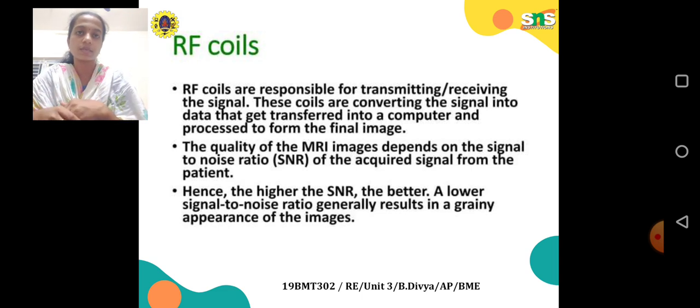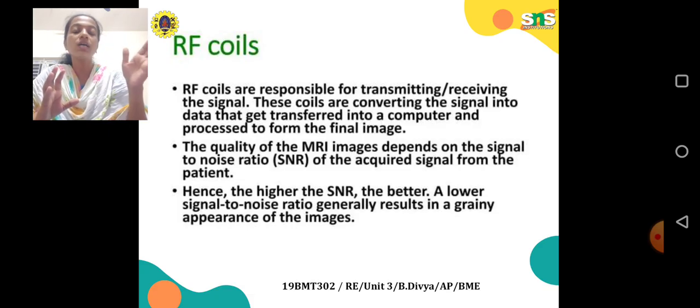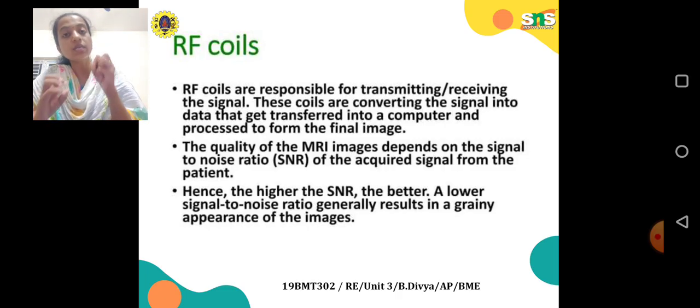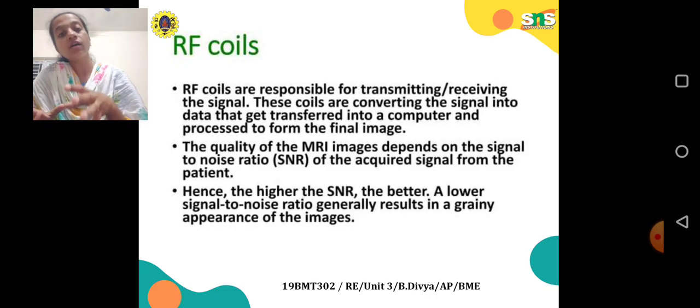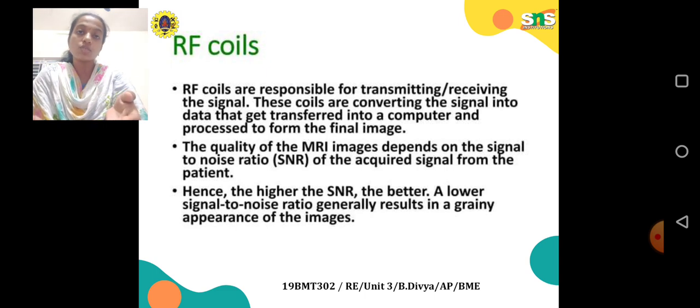RF coils, which are generally used to transmit and receive signals, convert the signal to data which is processed and shown on the computer as the final image. For getting a quality image from MRI, the signal to noise ratio should be measured. When we have the highest signal to noise ratio, the image quality will be very high, whereas when we have a lower signal to noise ratio, the image quality will be very low. Thank you.